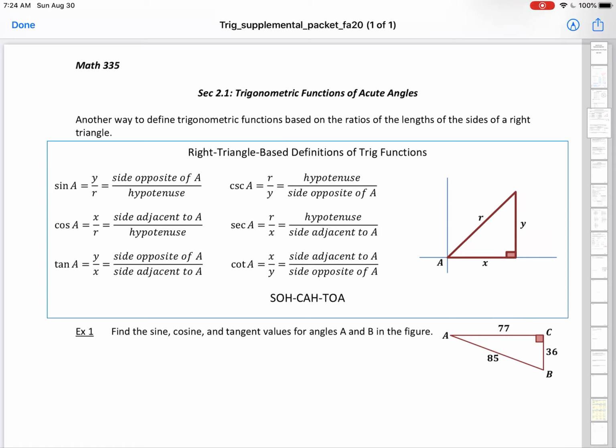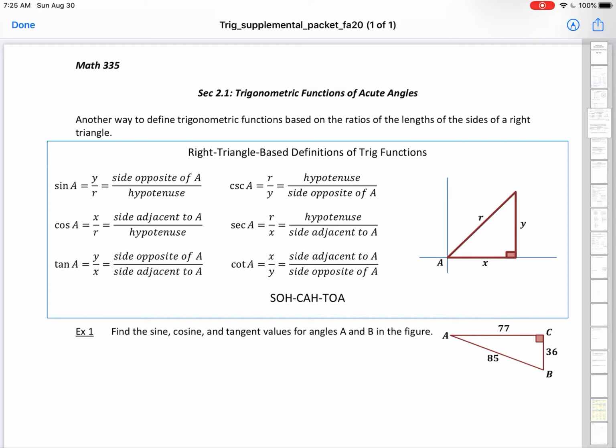The right triangle trigonometry says sine is opposite over hypotenuse, cosine is adjacent over hypotenuse, and tangent is opposite over adjacent. I'm not going to say any more about cosecant, secant, and cotangent, because if you know those first three, then you just flip their corresponding one to get them. At the bottom here is the acronym SOHCAHTOA: sine opposite over hypotenuse, cosine adjacent over hypotenuse, and tangent opposite over adjacent.